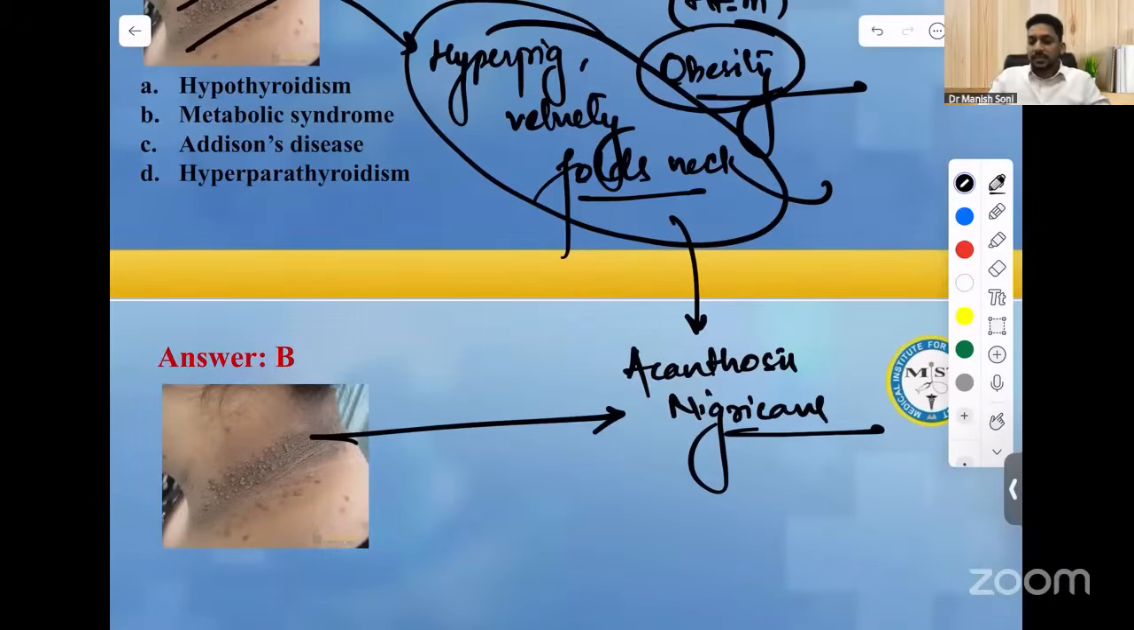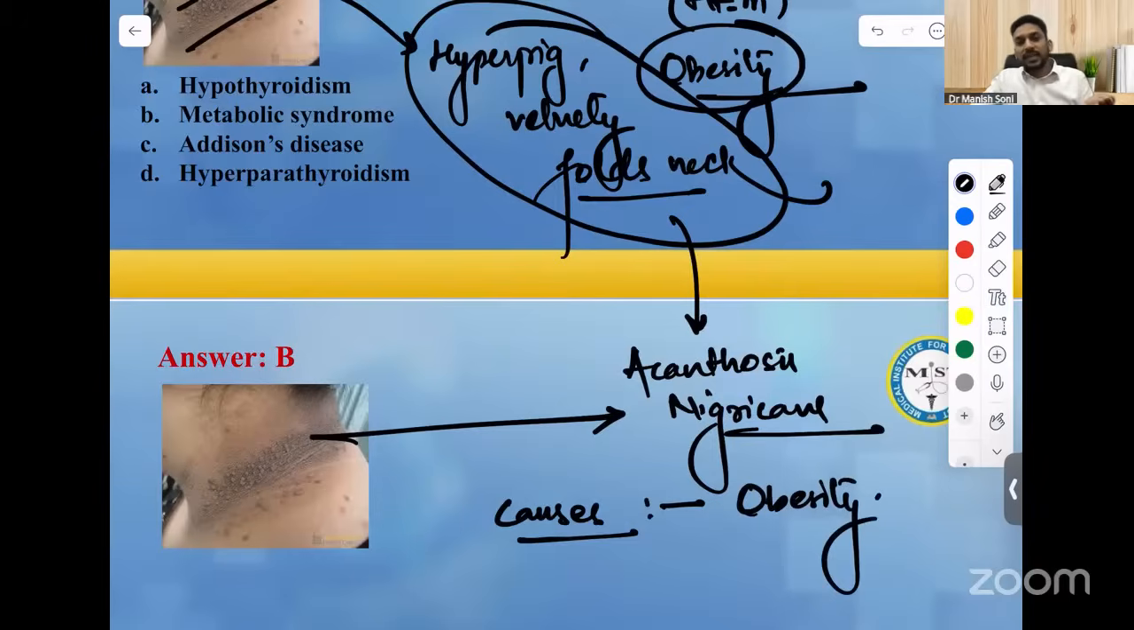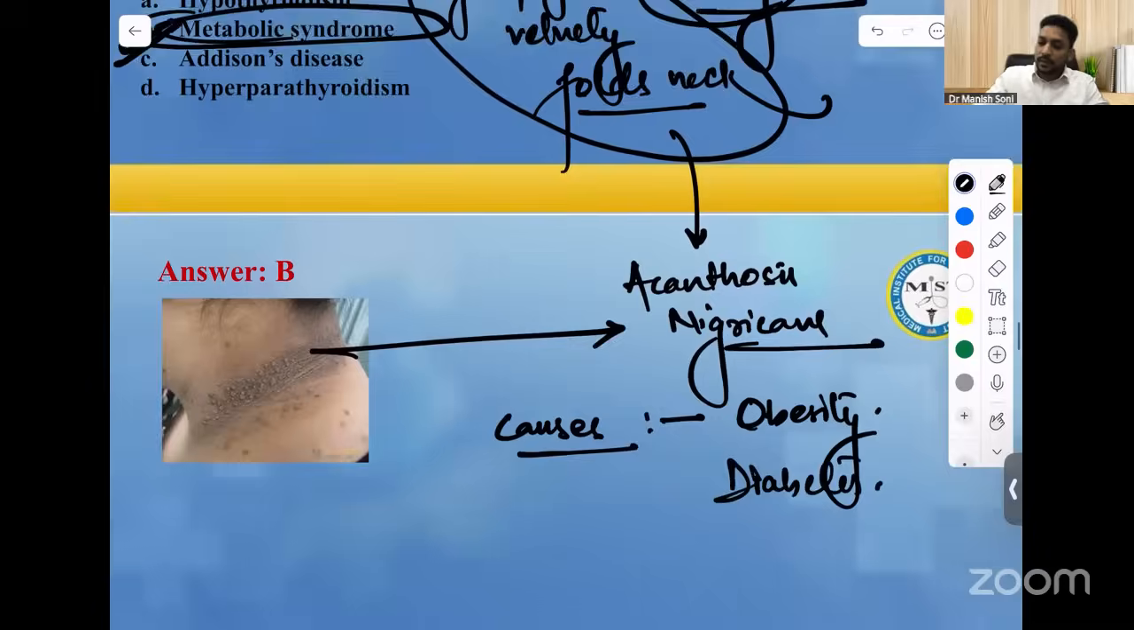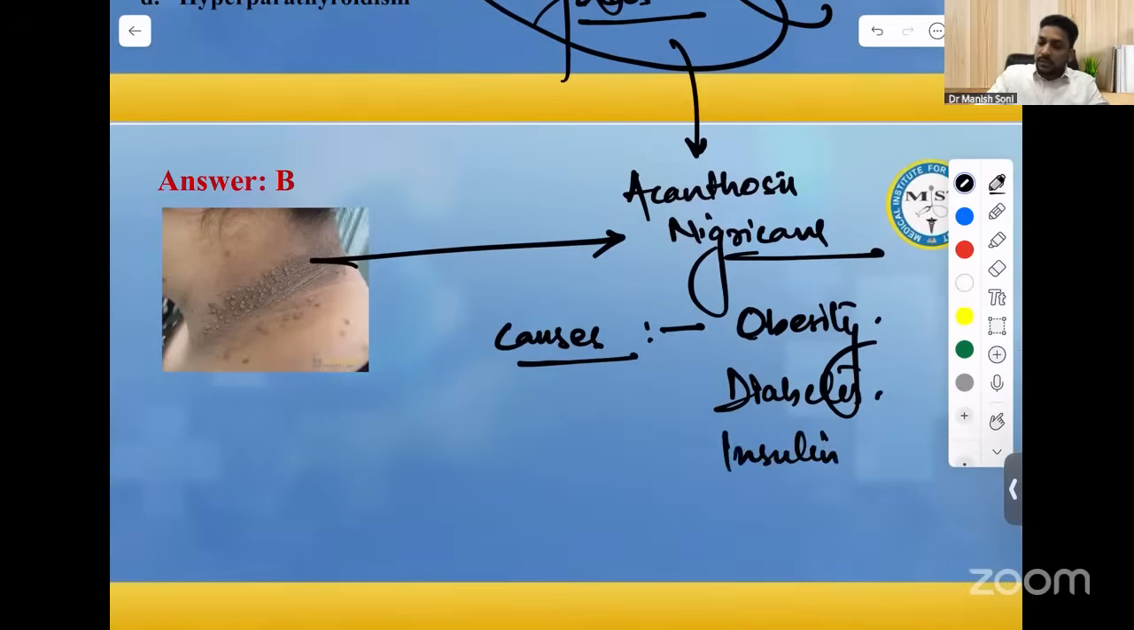Now, acanthosis nigricans can be caused by obesity, and this obesity can be due to metabolic syndrome. Yes, metabolic syndrome, because metabolic syndrome itself is associated with central obesity, isn't it? It can also be seen associated with diabetes and insulin resistance. So the patient can be obese, diabetic, or have metabolic syndrome or insulin resistance, and due to this, the patient can develop darkening of the folds known as acanthosis nigricans.